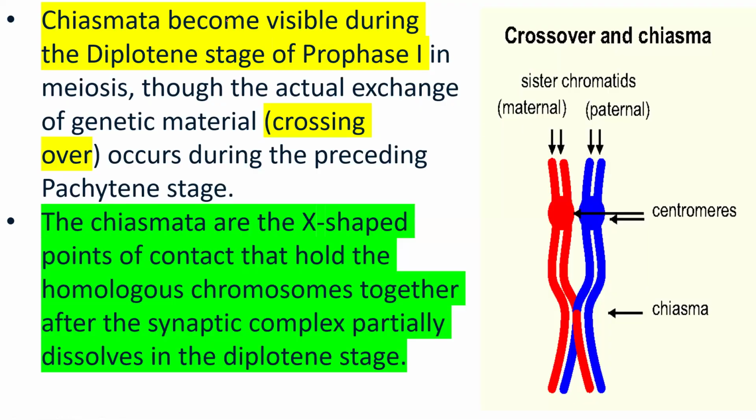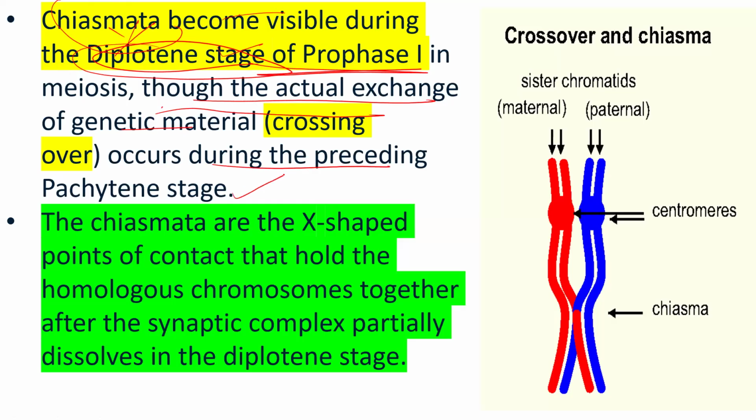So chiasmata become visible during which stage? Diplotene, because the chromosomes are separated, but only at one place the homologous chromosomes are still connected, and that is a chiasma. So chiasmata are present at the diplotene stage of prophase 1 in meiosis 1, though the actual exchange of genetic material occurs during the preceding Pachytene stage.